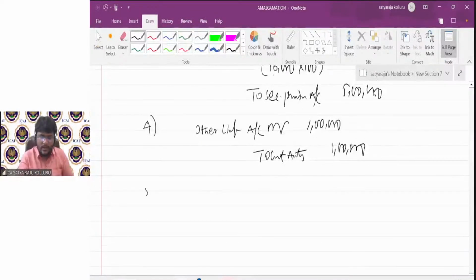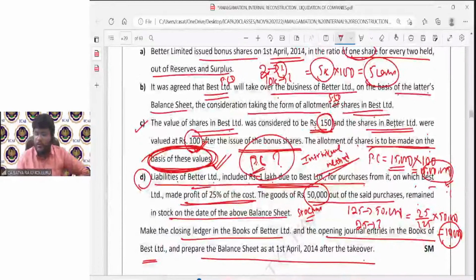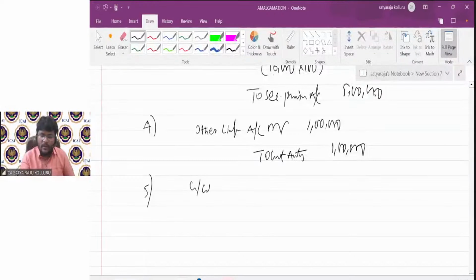Super. Next, we already found how much we need to maintain as a stock reserve. The goods of 50,000 out of the set purchases remain in the stock on the date of the above balance sheet. You need to eliminate the unrealized profit lying in the closing stock to show the stock at the cost price. So now the entry is goodwill account A/c Dr to stock reserve account, 10,000.